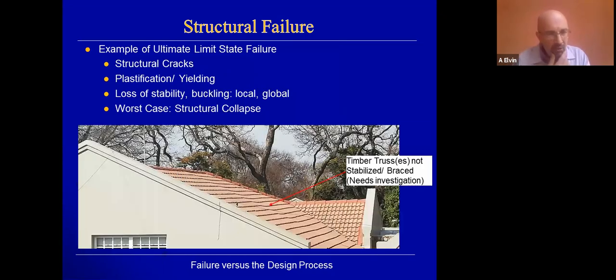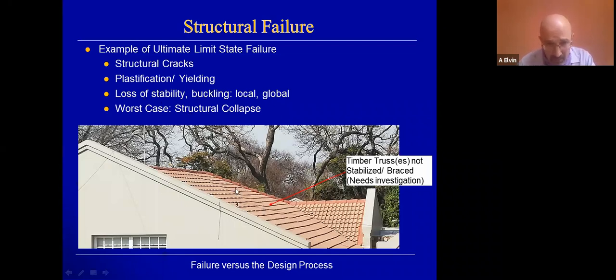So now let me show you another example of a failure. Notice these are not collapses. These are failures of the structure which are very important, but they are not obvious. Examples of ultimate limit state failures, not collapse, are structural cracks, plastification and yielding, and loss of stability, buckling, which could be local or global. And the worst case of such would be structural collapse.